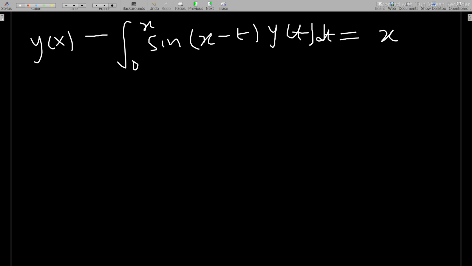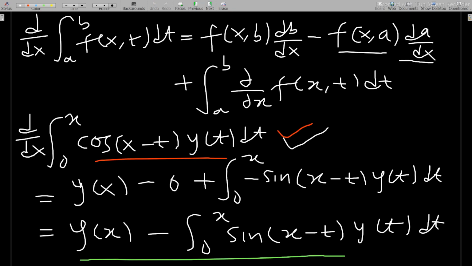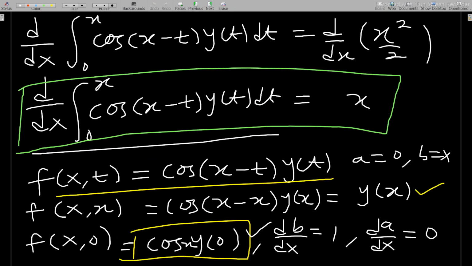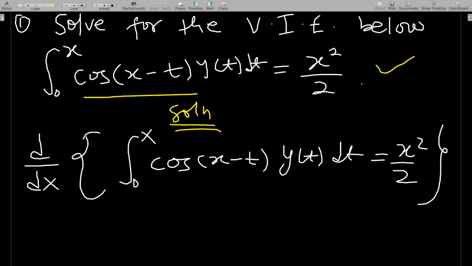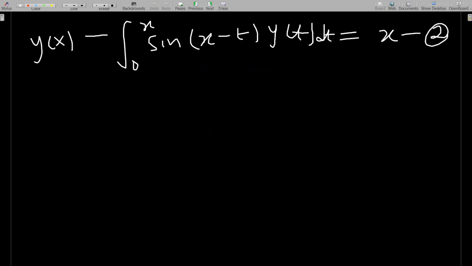So let's call this equation 2, and call the main equation, the one given in the question, equation 1. Let me erase it because we'll need them back. Okay, so we've gotten an equation 2 here.